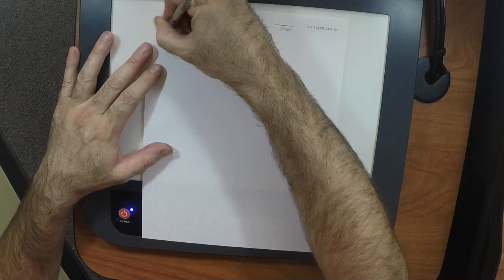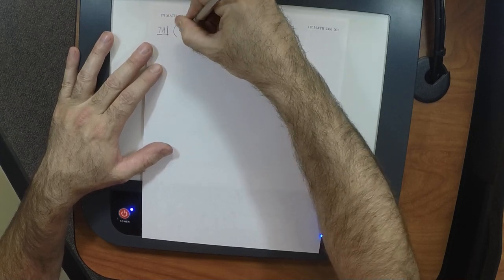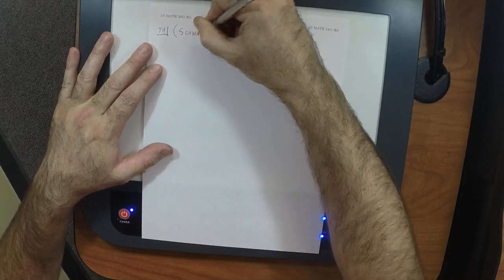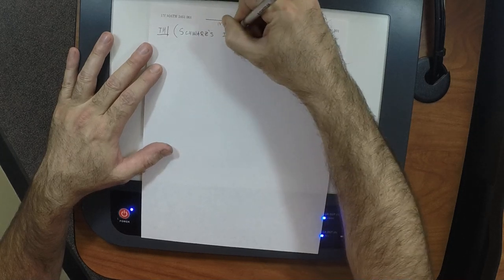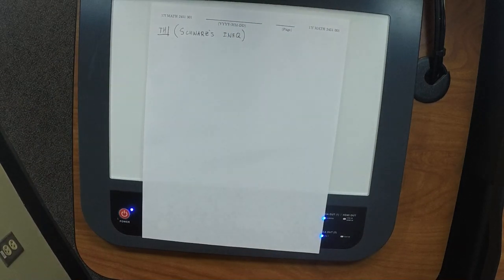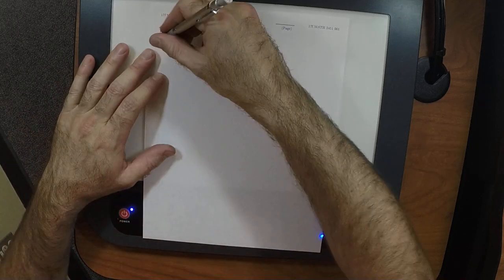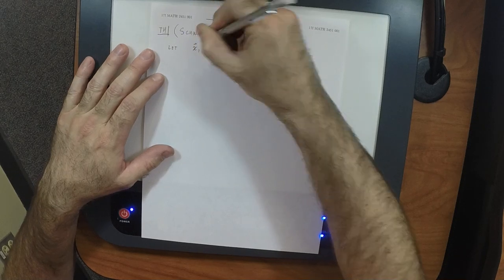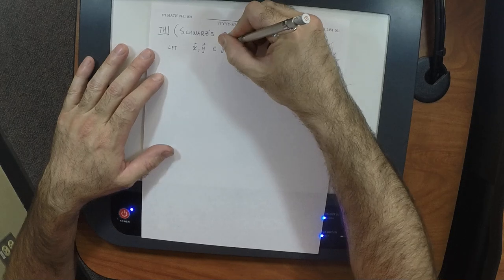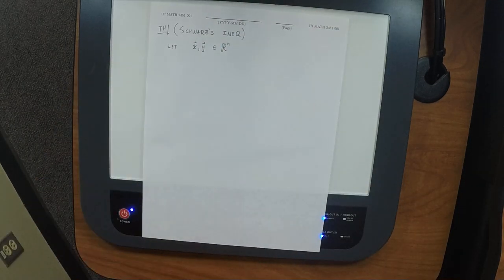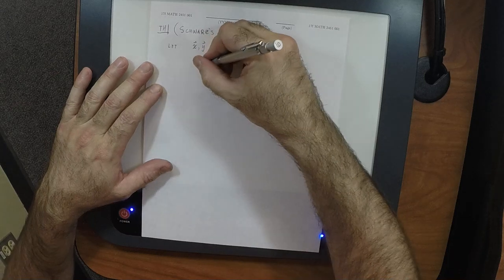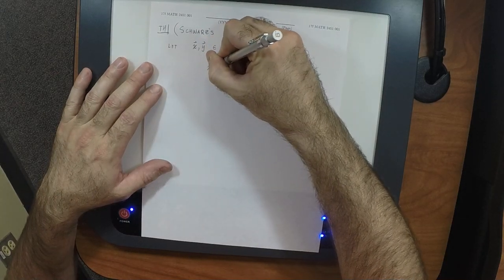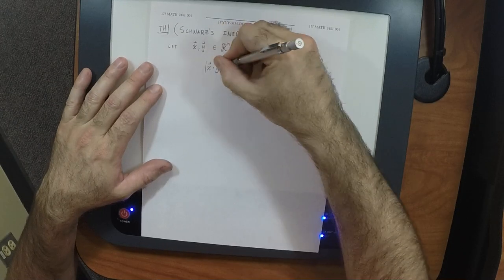Here's a theorem, the Schwarz inequality. So this is Schwarz's inequality. Here it is, the statement. Let x and y be elements of Rn. Then here's the inequality. The dot product of these in absolute value.